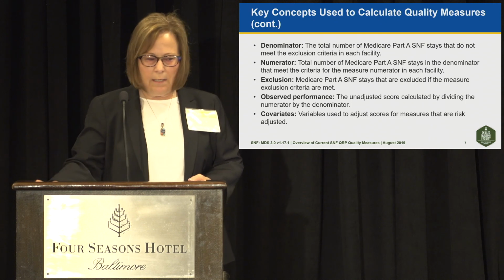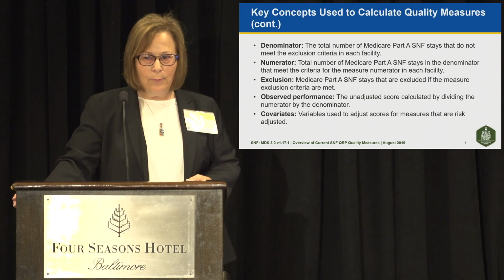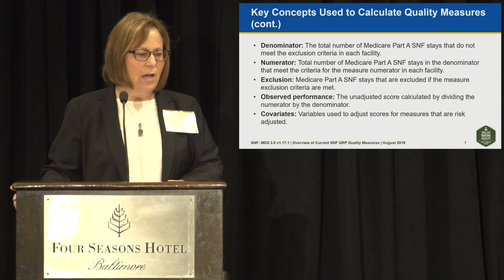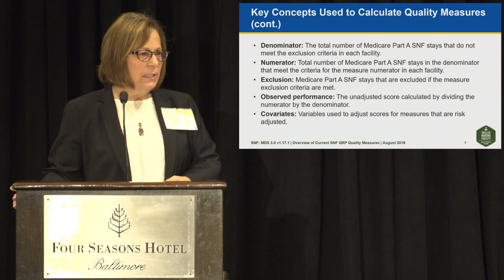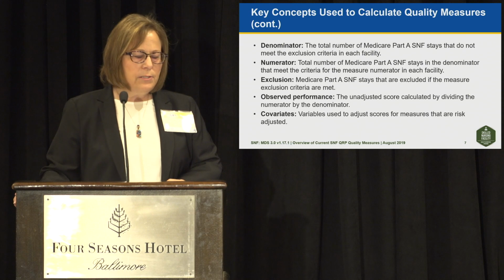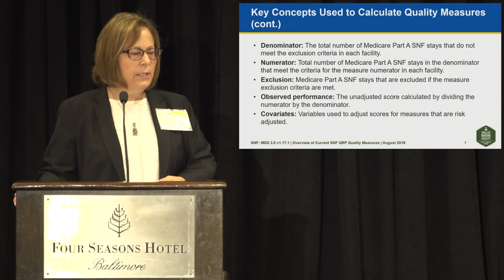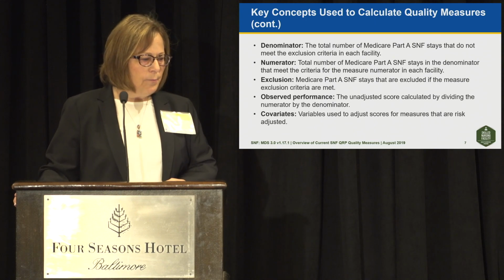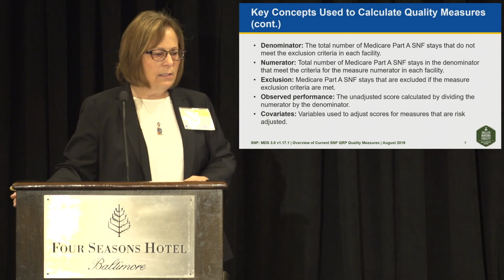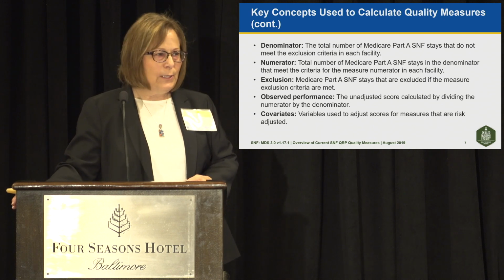The next key component that I want to review is the denominator. Welcome to Math 101. The denominator is the total number of Medicare Part A SNF stays that do not meet the exclusion criteria for each facility. So the denominator is a Medicare Part A stay. The numerator is the total number of Medicare Part A SNF stays in the denominator that meet the criteria for inclusion in the measure. An exclusion is a Medicare Part A SNF stay that is not included if the exclusion criteria are met. Pretty straightforward for an exclusion.